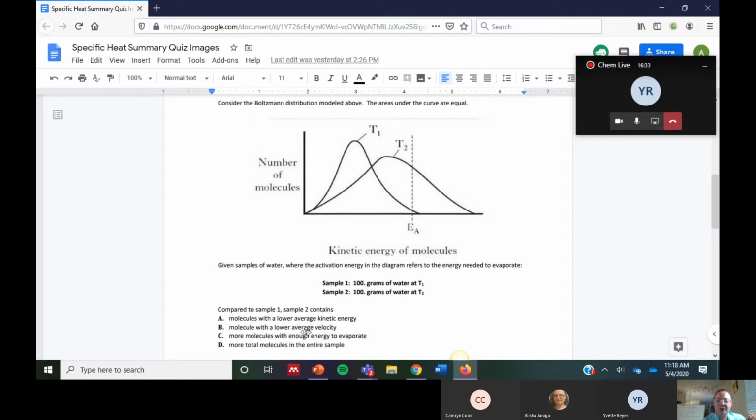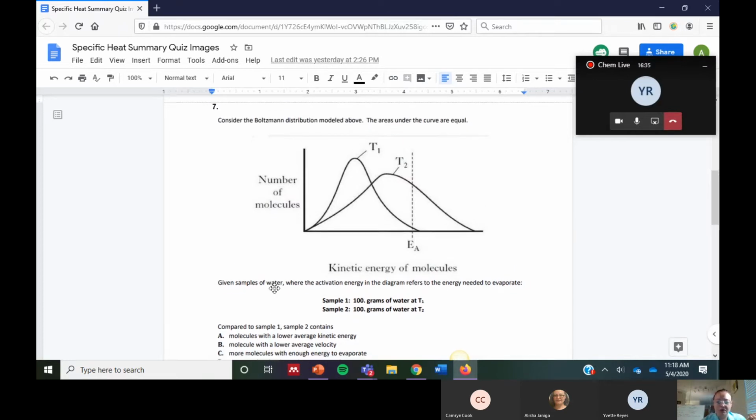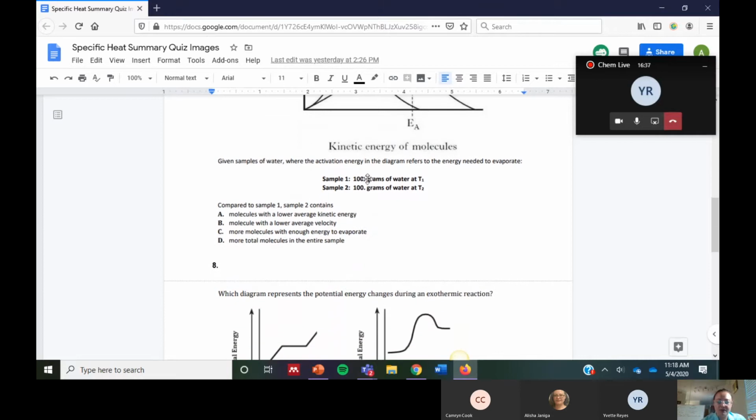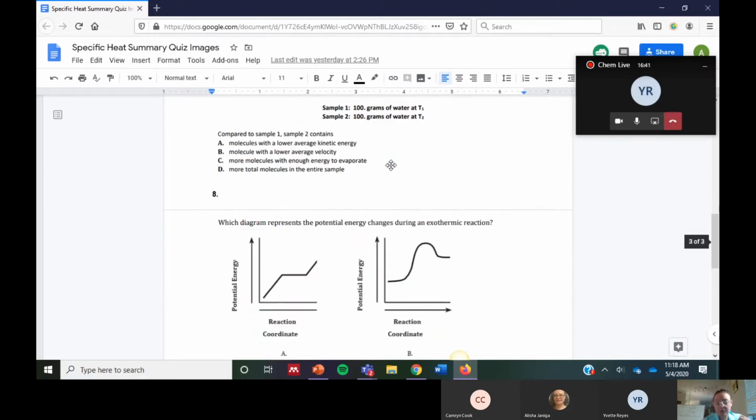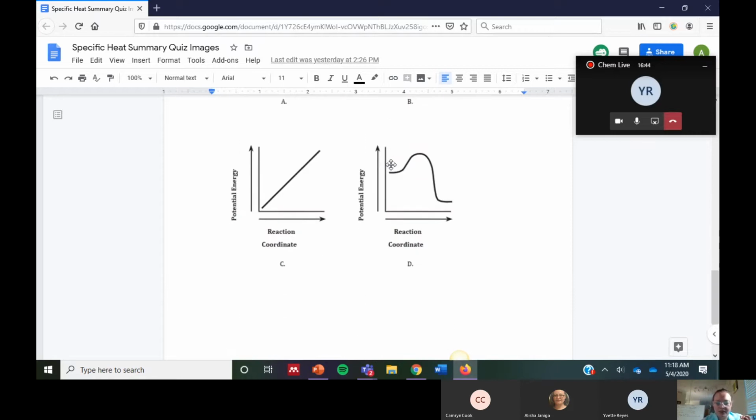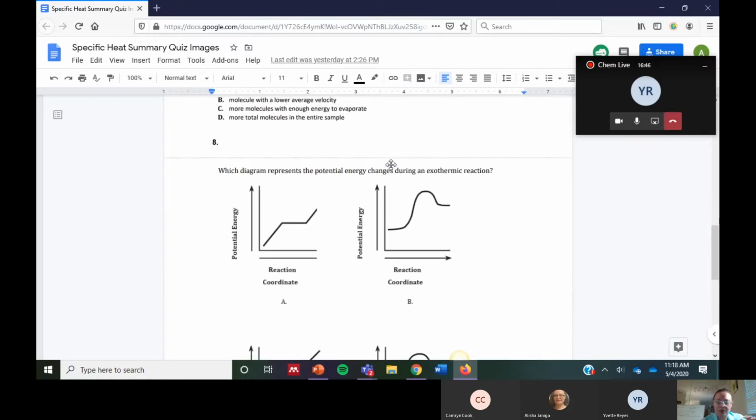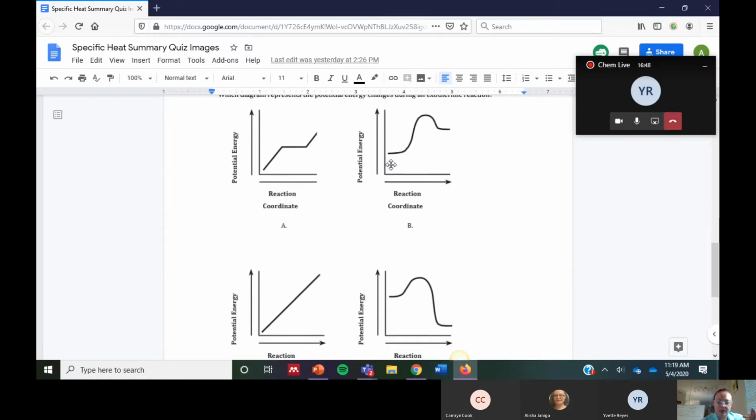Total molecules, it says at the very top, they have the same number of molecules under the curve. And we have the same mass, which should be the same amount of molecules. And then this one, I'm not going to go over because that should be easy. Remember, exothermic ends in low energy.